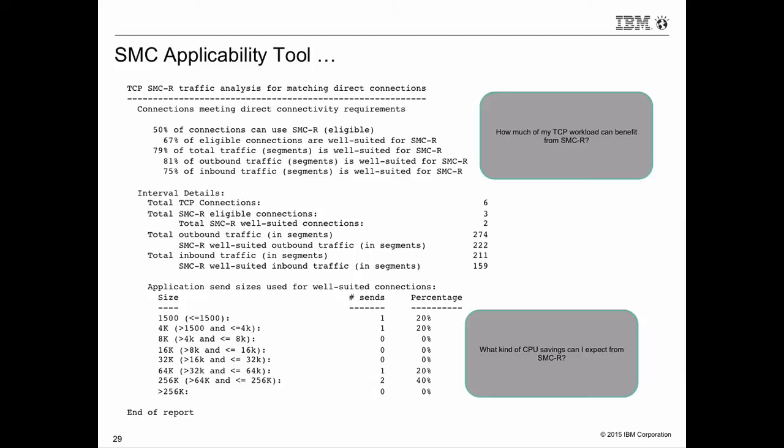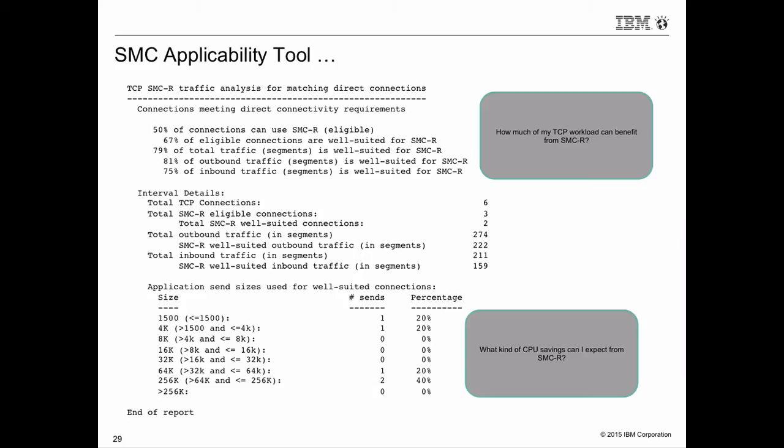Then we also give you some statistics that talk about, from your overall traffic in and out of the system, how much of your traffic would benefit from SMC-R. Not all connections carry the same amount of data, so this gives you a different slice of the puzzle. Then there are some other interval statistics that we'll give you, but the other part that I want to highlight was on the bottom of the report.